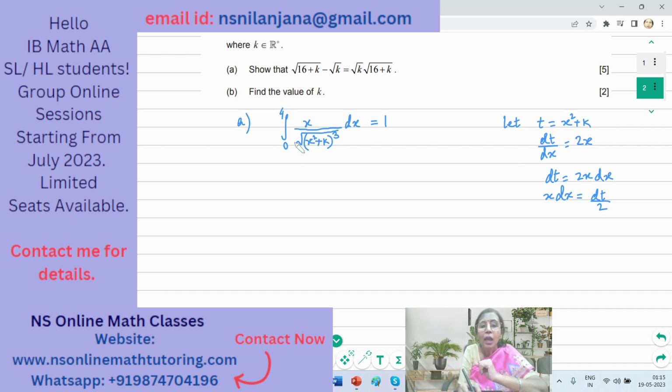Now coming to the limits, when we substitute, the limits will not remain the same. K is a positive real number, it is not equal to 0. So when x equal to 0, 0 squared is 0 plus k. We do not know the value of k, so the lower limit will be equal to k. And when x equal to 4, it will be 4 squared is 16, so 16 plus k. So the limits of integration will change from 0 to 4 to k to 16 plus k.